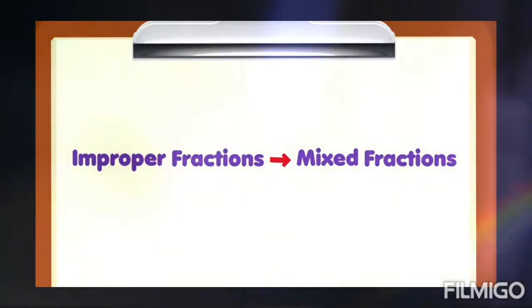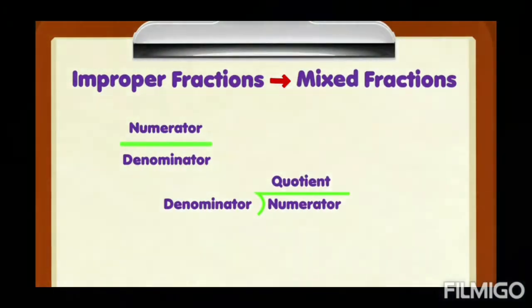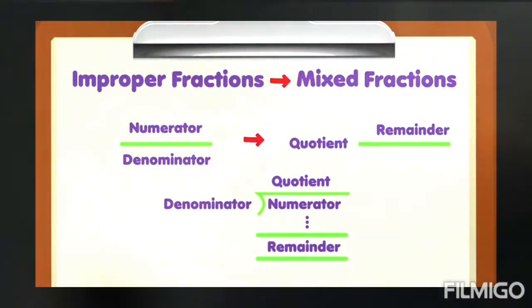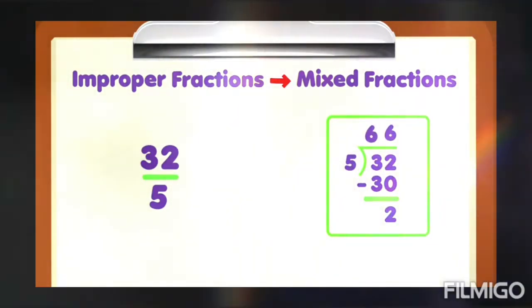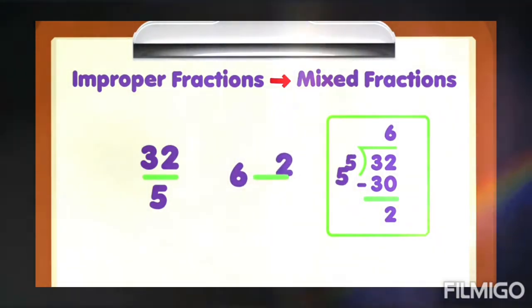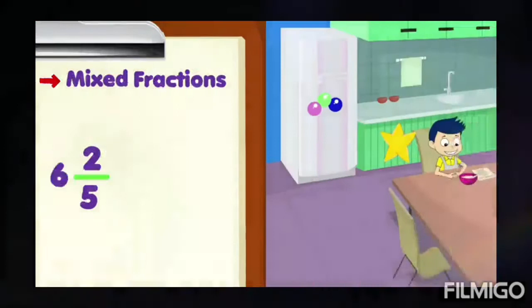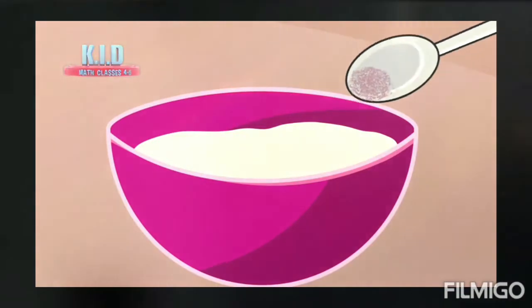To convert an improper fraction to a mixed fraction, divide the numerator by the denominator. The quotient obtained is the whole number. The remainder is the numerator of the fractional part of the mixed fraction and the denominator remains the same. Example: 32 upon 5 is an improper fraction. Divide 32 by 5. The quotient is 6 and remainder is 2. Hence, 32 upon 5 equals 6 and 2 upon 5. So, 1 teaspoonful and another half a teaspoon of vanilla essence.